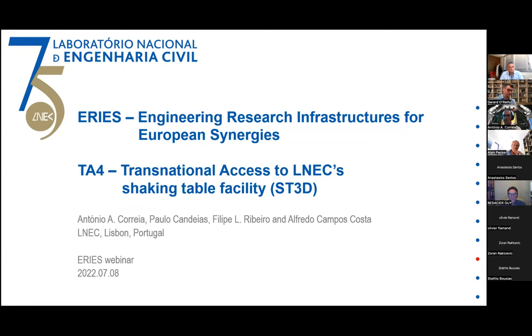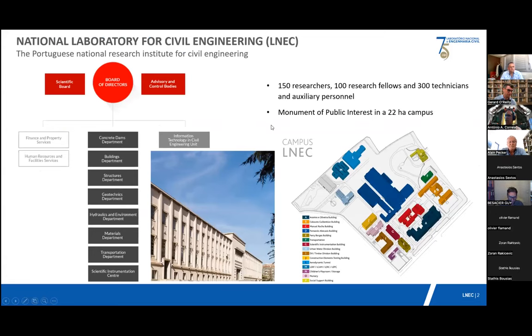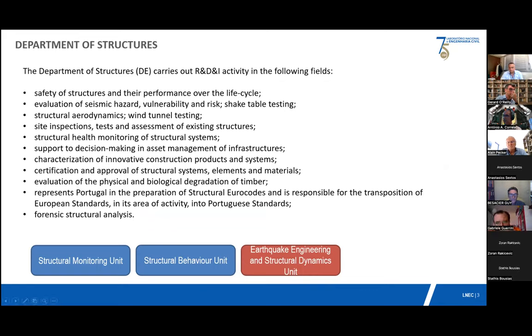So just a brief presentation on the LNEC shaking table facility. LNEC is a very large research institute dedicated to civil engineering, with departments dealing with hydraulics, geotechnics, materials, transportation, and so on, and with a large campus where our facilities for earthquake engineering are situated. We have accommodations in there. We have wind tunnels, wave channels for hydraulics, and other facilities. But the ones of interest for this project are those related to the Department of Structures, and more specifically to our earthquake engineering and structural dynamics unit.